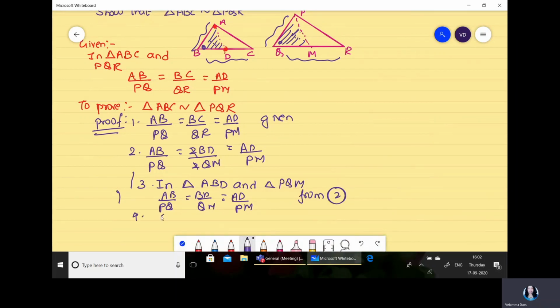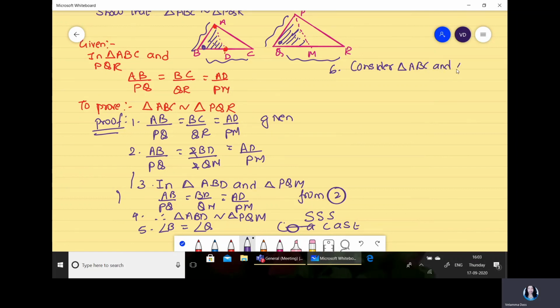Therefore triangle ABD is similar to triangle PQM, and here we prove it by SSS, all three sides proportional. Therefore we can say angle B equals angle Q, by CASTC, corresponding angles of similar triangles. Once we prove that angle B and angle Q are equal, now we can consider triangle ABC and triangle PQR.